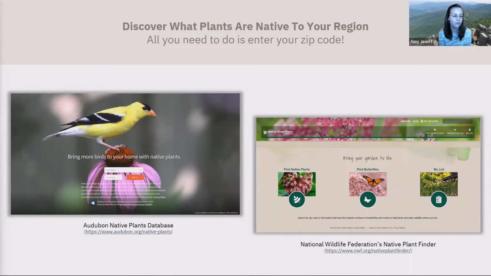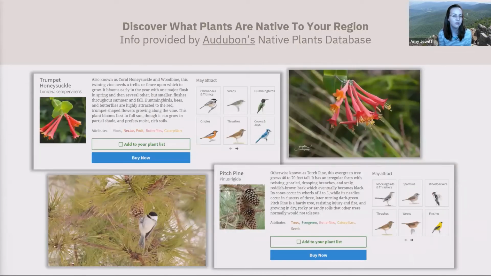And those tools are offered by the Audubon Society and also the National Wildlife Federation. They both have these native plant databases and plant finders that you can use to figure this out very easily. And so here are some screen captures of some of the information that you'll get if you're using the Audubon's tool specifically. You can see I got two species here. I put in my zip code, trumpet honeysuckle and pitch pine, two of many species, I should say. It's not giving you just two, but a whole big list, probably hundreds of species.